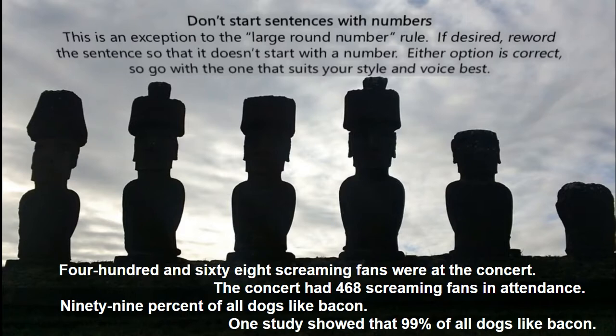So, for example, if we say 468 screaming fans were at the concert, we can spell it out. But the option too is to say the concert had 468 screaming fans in attendance. So either one of these is fine, but just remember we wouldn't start with the numerals 468 here. We would spell it out. Or, 99% of all dogs like bacon. One study showed that 99% of all dogs like bacon. So again, both of these are correct, but we just wouldn't start with the numerals at the beginning of our sentence.